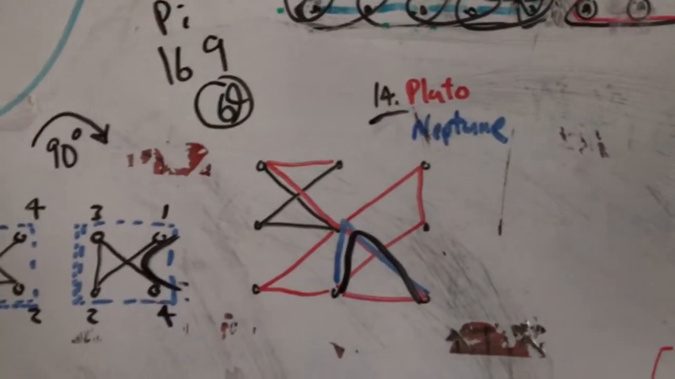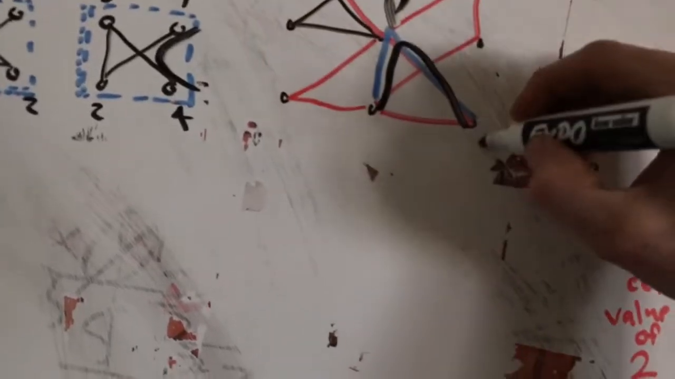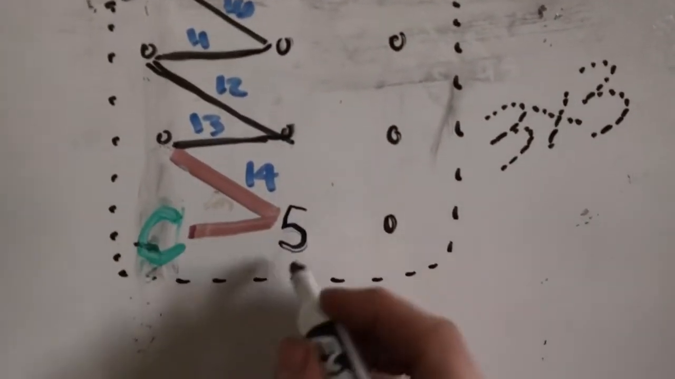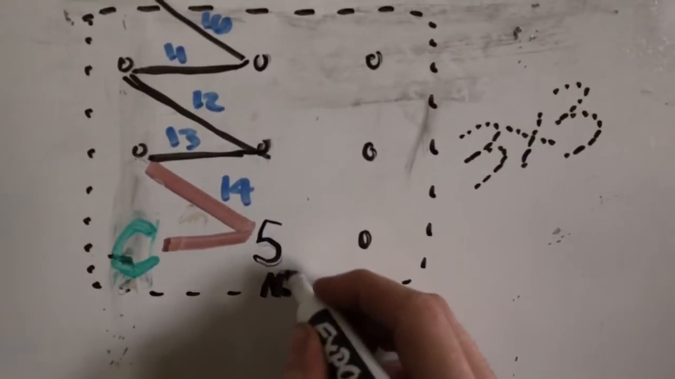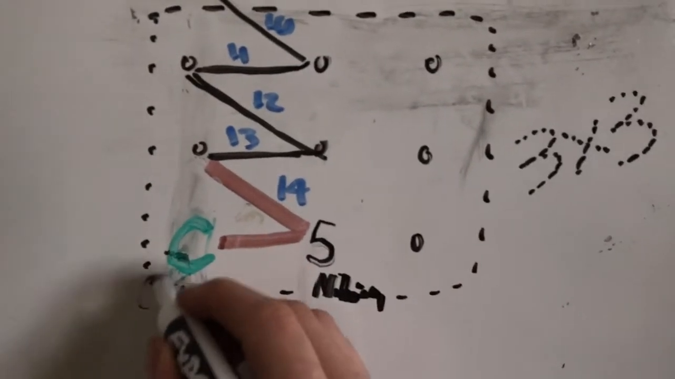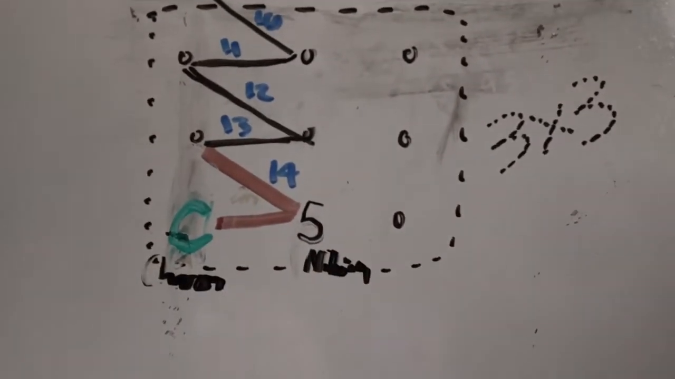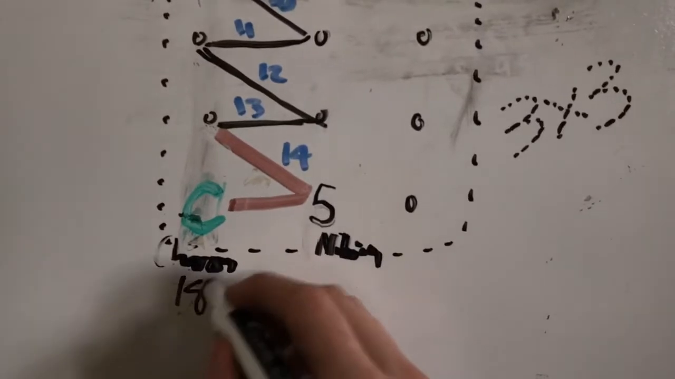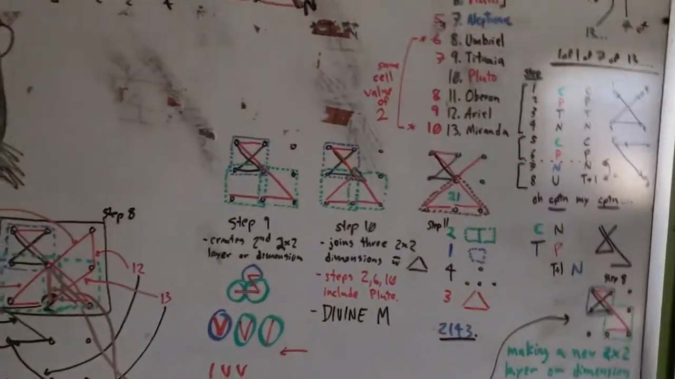That's step 14. It's Pluto, Neptune. So if you go from here after step 13 and you do a 14, it actually brings you to the 5 of Nibiru and the C of Charon. Okay? And Charon is the 18th thing. Anyway, in that depiction, without doing the overlaps.